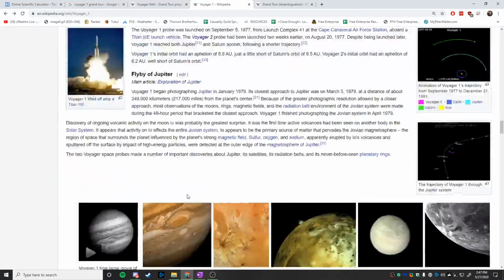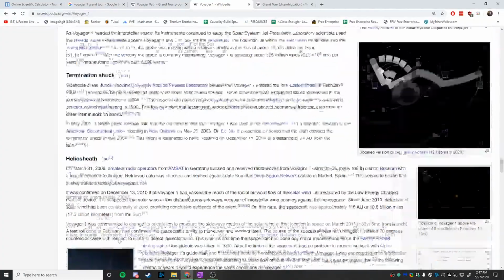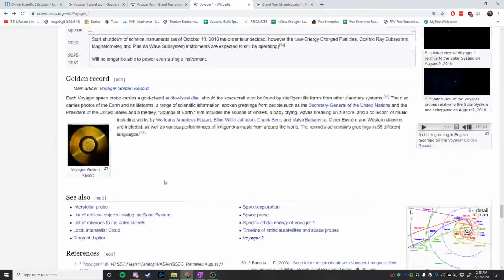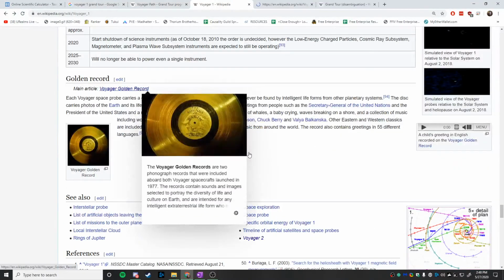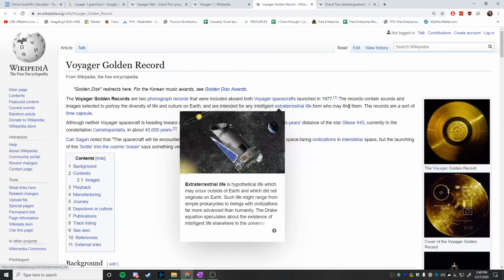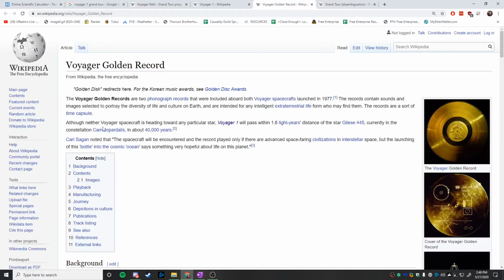I want to show you guys the golden record. I think it's on this thing. There's these plates. Okay, this is the golden record. So check this out. This is 2 phonograph records that were included with both Voyager spacecrafts. They record sounds and images to portray the diversity of life and culture on Earth. They're intended for any intelligent extraterrestrial life form who may find them. The records are a sort of time capsule.